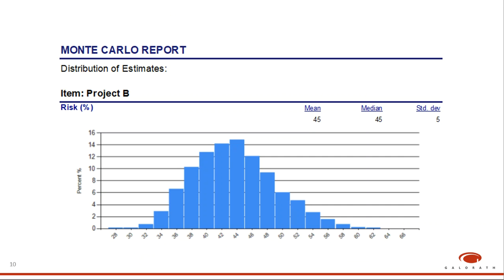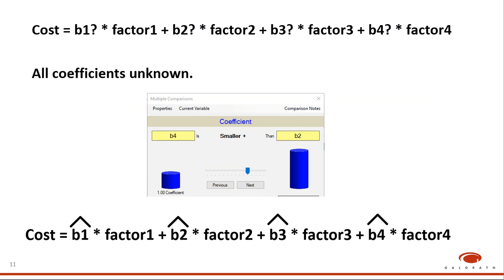SEER compare complements its estimating with multidimensional outputs that give you a fuller picture. This Monte Carlo chart shows the possible distribution of outcomes for a variable, using any uncertainty still present in the comparisons. There are other creative uses for SEER compare.